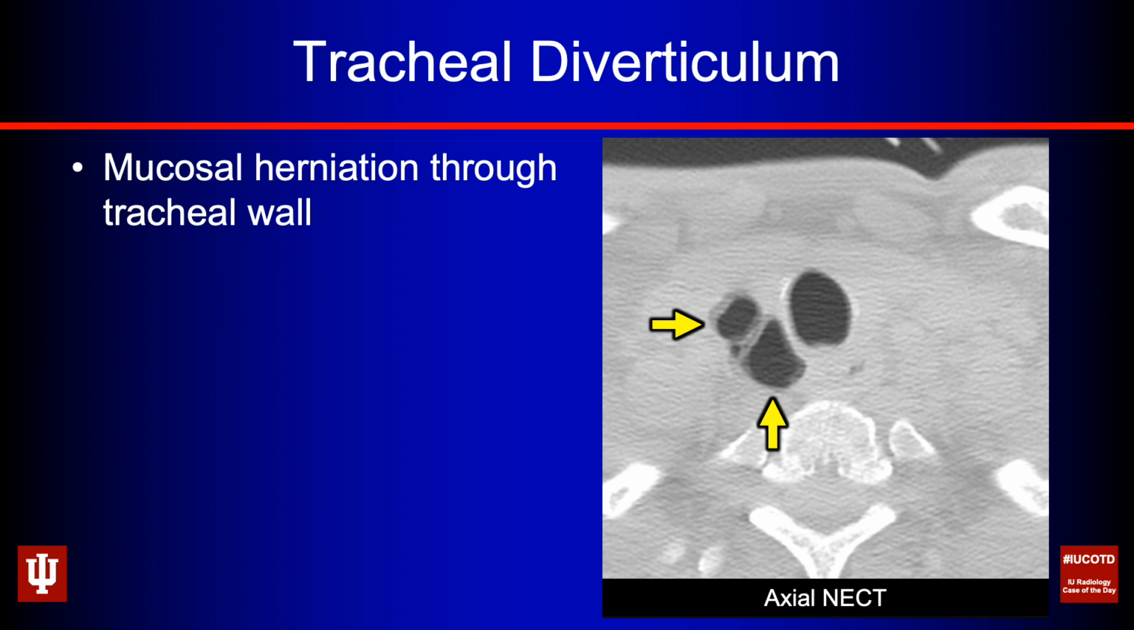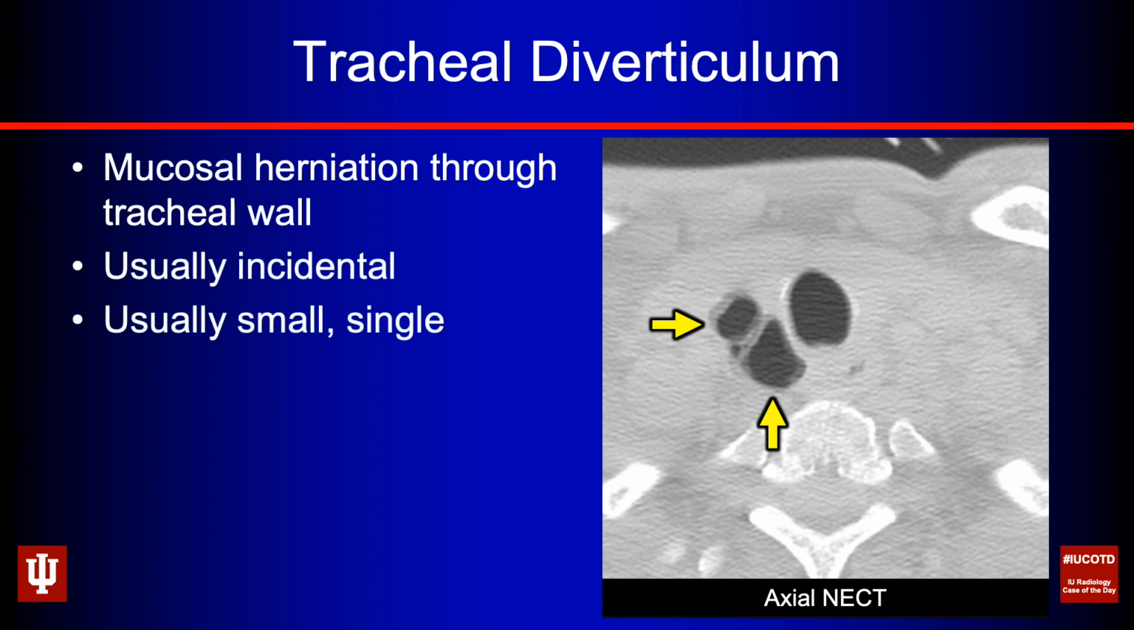Next is something that's benign and something that we see quite commonly. This is a tracheal diverticulum. This is simply mucosal herniation through a defect in the tracheal wall. You can see right here we have this air density structure sitting to the right side of the trachea. These are usually incidental findings. They usually are quite small. They're single. Sometimes, though, they can have a larger multilocular appearance like this one.